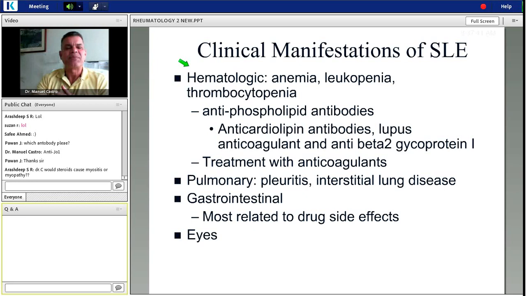If a patient presents with multiple second trimester abortions, with a diagnosis of SLE, you should consider that the patient might have antiphospholipid antibody syndrome. Again, sometimes this is called anticardiolipin antibodies or lupus anticoagulant or anti-beta 2 glycoprotein 1. So many other names that you can have, okay?